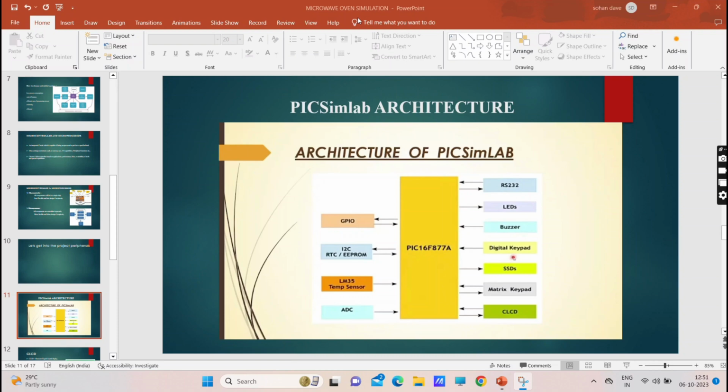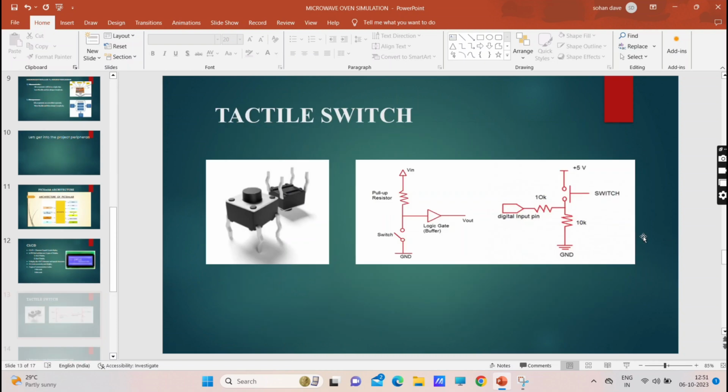It also consists of microcontroller, analog to digital converter, RS232, which is used for serial communication with other devices, consists of LEDs, buzzers, digital keypad, SSDs, matrix keypad, and also in the end a CLCD.